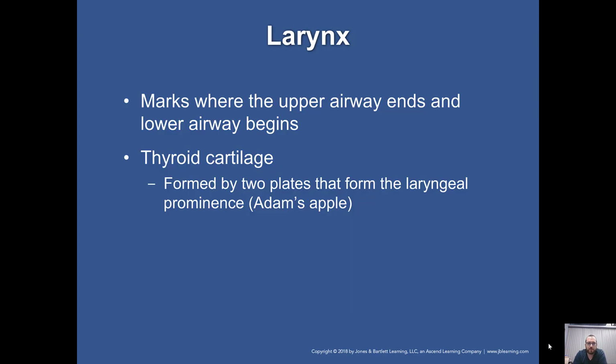All right. So larynx, again, that's the bridge between your upper and lower airway, formed initially by the thyroid cartilage, right? So the bigger, more structural, more visible, and for a lot of people, it's the Adam's apple, right? It's formed by two plates that form the laryngeal prominence, or the V prominence. Again, it's just the more rigid structure, right?